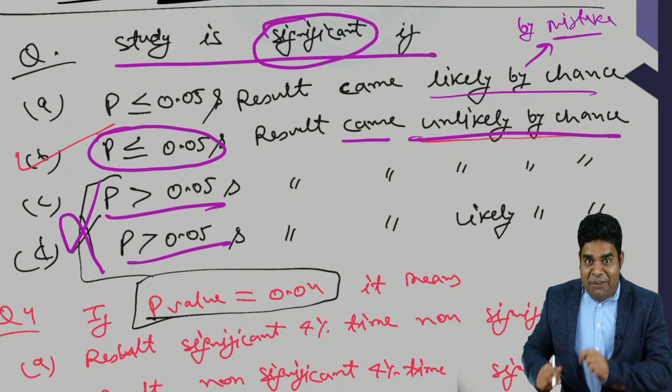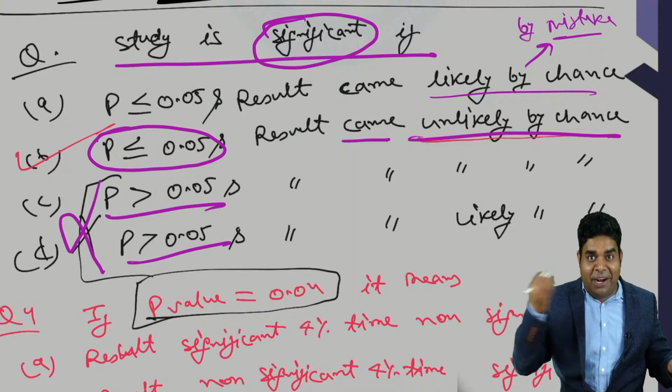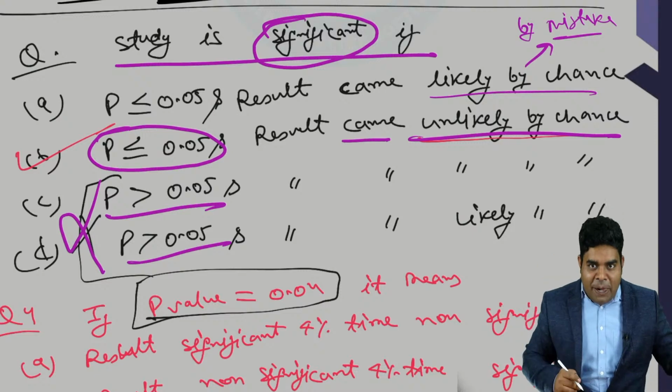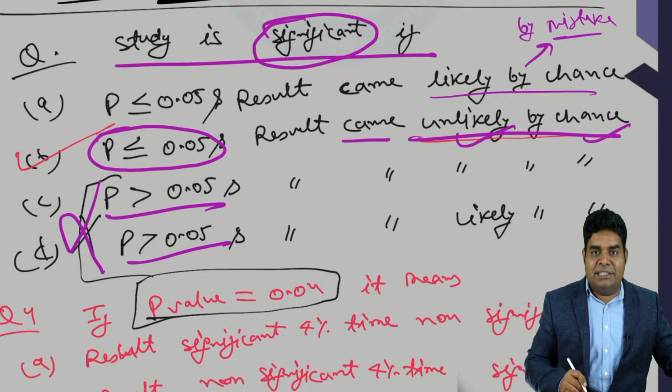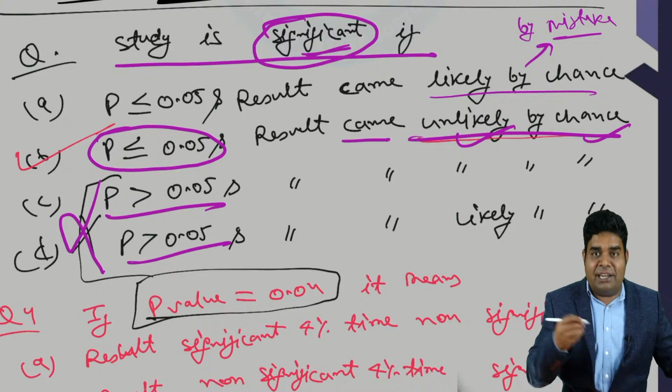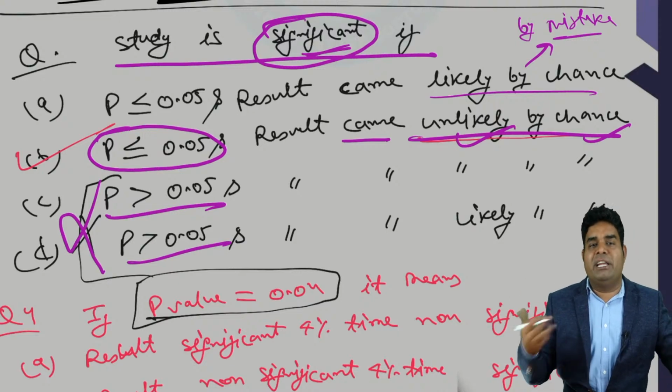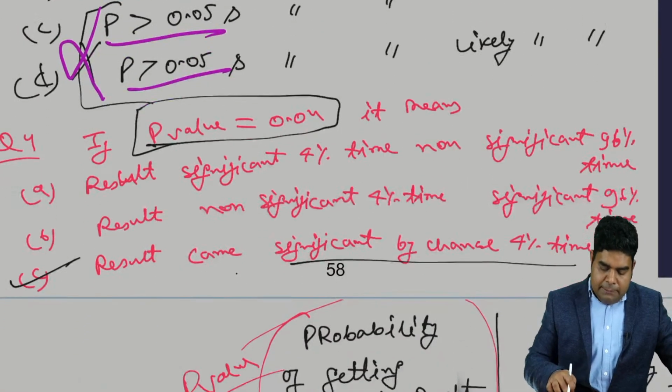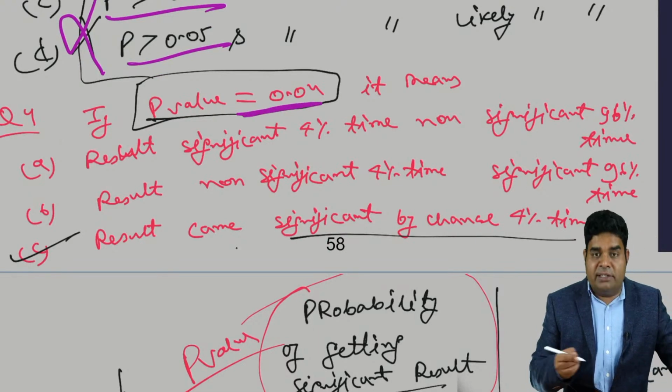Yeah. If it is occurring again and again, if someone is looking at you 500 times, then it is unlikely to be by chance, and then you will call that look or that study significant, because it is not happening by chance. Okay. Last thing is, if p-value is 0.04, what does it mean?